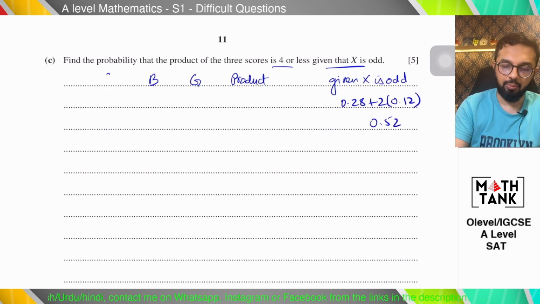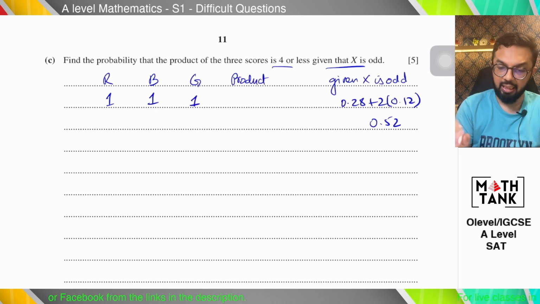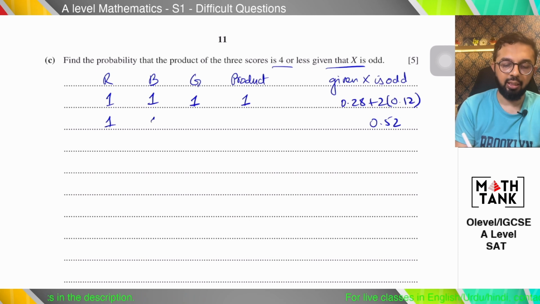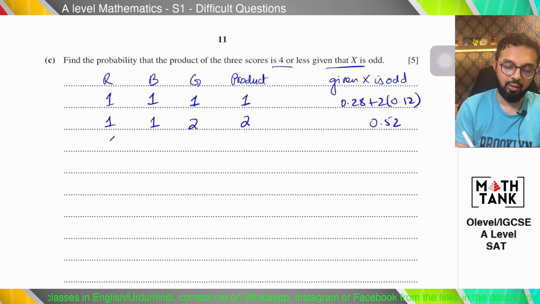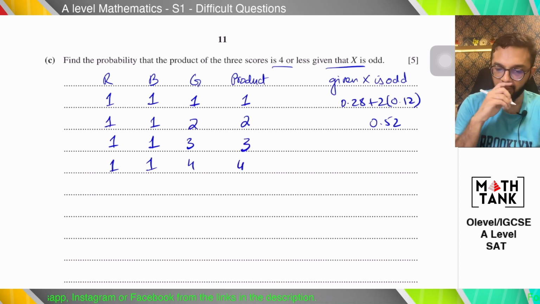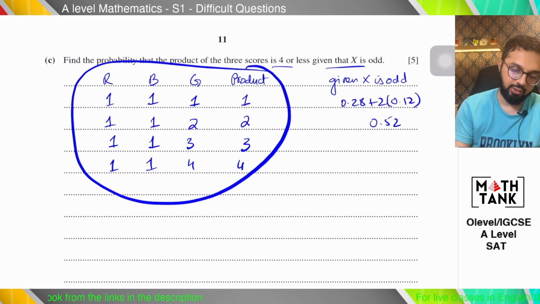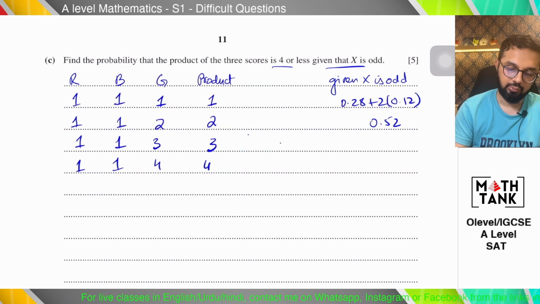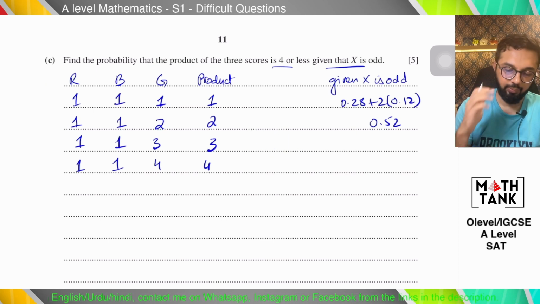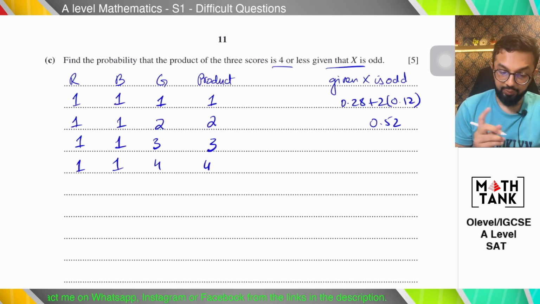Now starting with the outcomes, let's start with a simple 111. I know that the red die has to be an odd number and the product has to be 4 or less. So that's 1, the product, multiplication. Okay, so 112. The product is still less than 4 and X is odd. 113, 114. So 114, 115 can't be there.